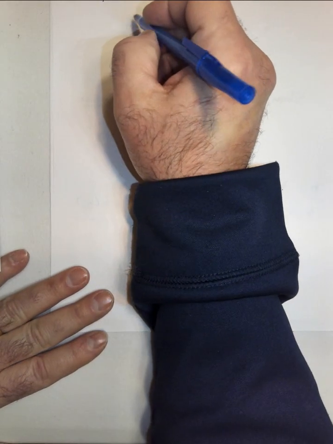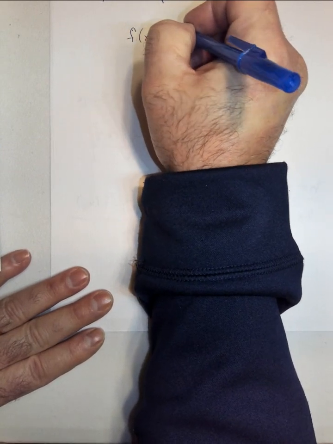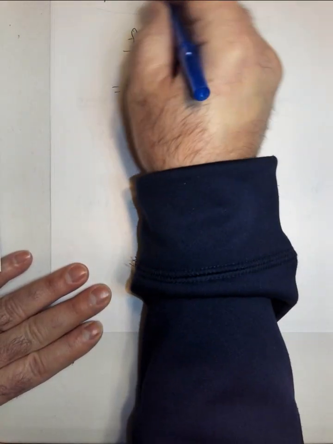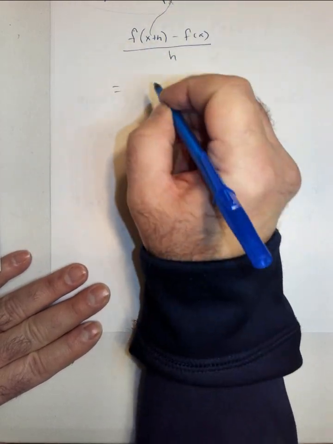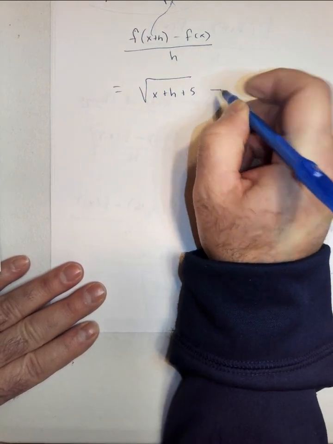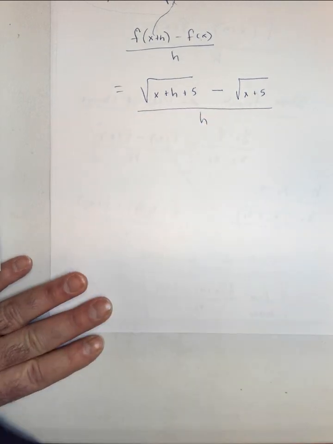And we want to find the difference quotient using this particular function. So the difference quotient then would be what? It would be f of x plus h minus f of x all over h. So in this case, using this function, f of x plus h means we're plugging that into there. So we have the square root of x plus h plus 5 minus f of x, which is the function itself, all over h.